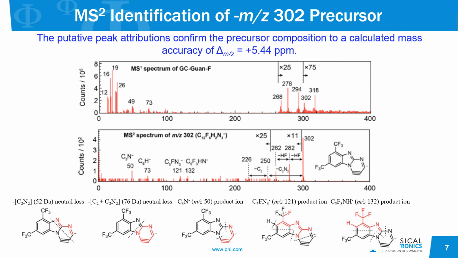Similarly, for the peak at a mass to charge ratio of 302, we have a number of neutral losses identified, as well as product ions identified. Again, in the bottom row, the dashed lines indicate bond cleavages giving rise to the neutral losses, as well as the product ions themselves. For the precursor ion at a mass to charge ratio of 302, this inset indicates the precursor composition and structure.